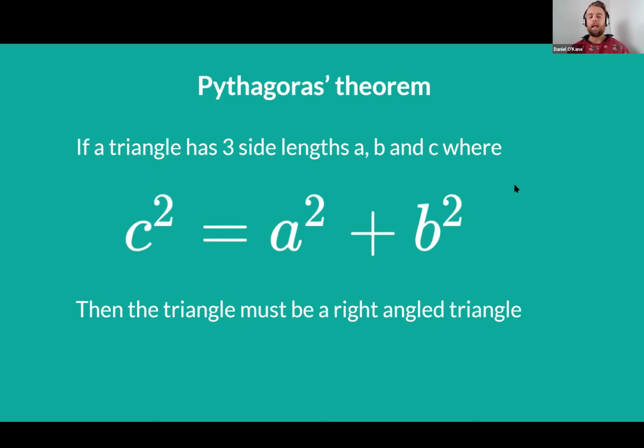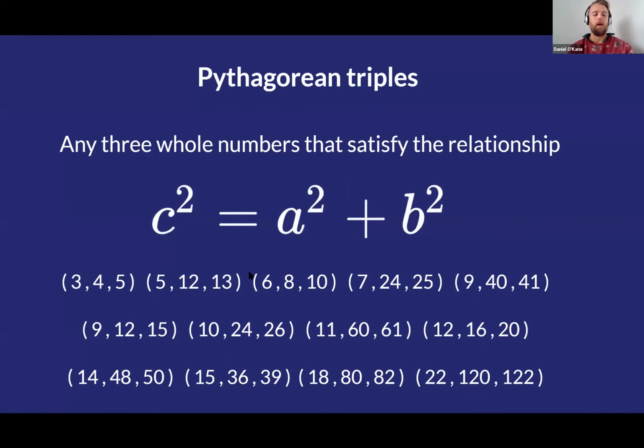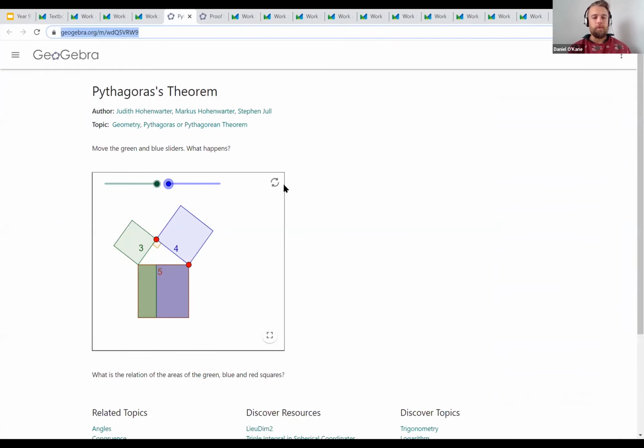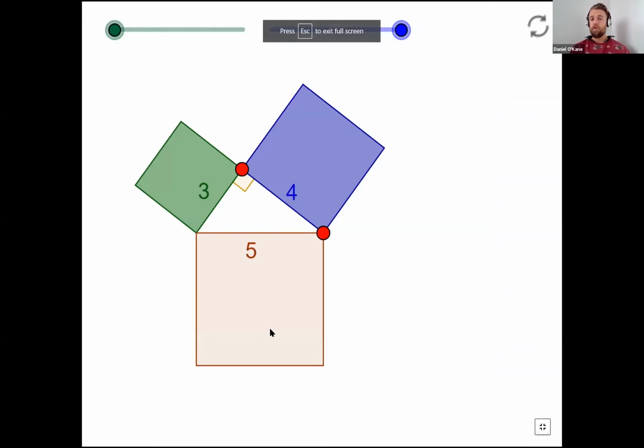For non-right angle triangles, the side lengths do not satisfy this relationship. This relationship only works for right angle triangles. So we're going to use this as well to prove that triangles are right angled, using this Pythagoras' theorem relationship. And we'll look at triples in a moment. Before we go into the nitty-gritty of Pythagoras, let's do some proofs that actually Pythagoras' theorem is true.